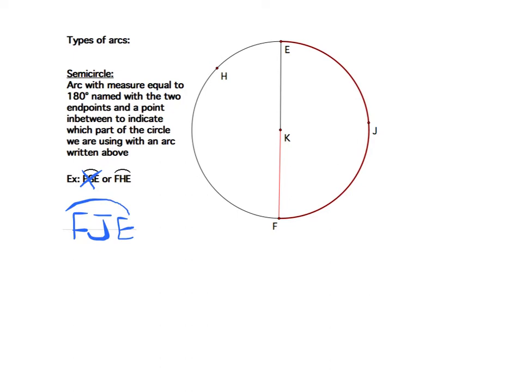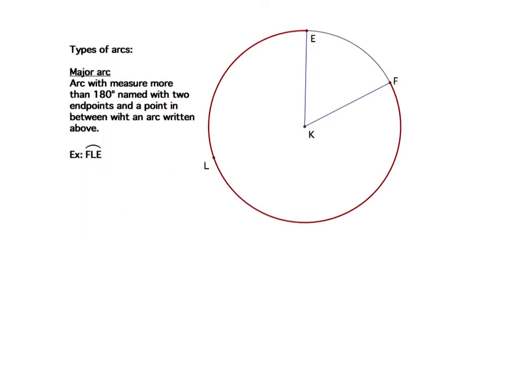And then we have one more type of arc, and this is a major arc. And a major arc is an arc with measure more than 180 degrees. So if you remember, we had a minor arc, the measure was less than 180, a semicircle, the measure is 180, and now a major arc, it's more than 180. And just like for a semicircle, we need 3 points here. And the 3 points, for the same reason, tell me which direction to go.